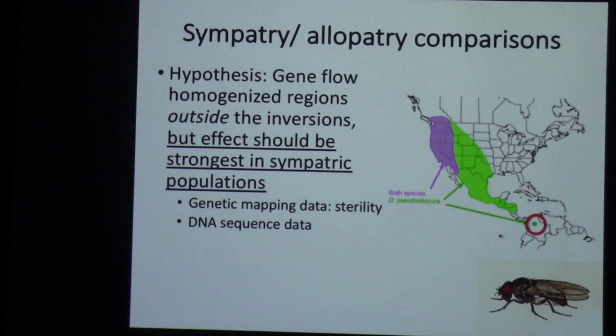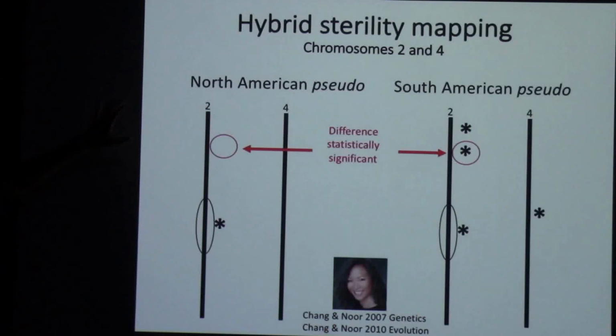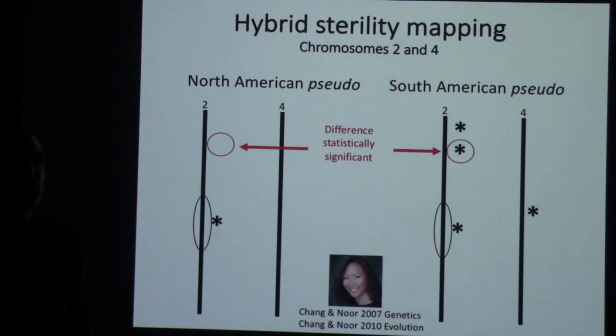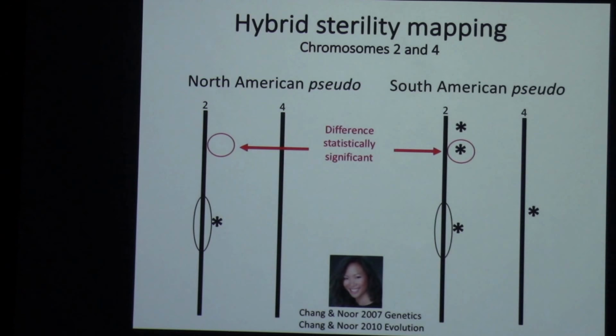So first for genetic mapping, sure enough, as I said before, with North American pseudoobscura, so these are the ones that co-occur with persimilis, all hybrid sterility localizes to the inverted regions. There's no effects outside the inverted regions. In contrast, when we mapped with the South American pseudoobscura, sure enough, we found many, many factors outside those inversions, just as predicted.